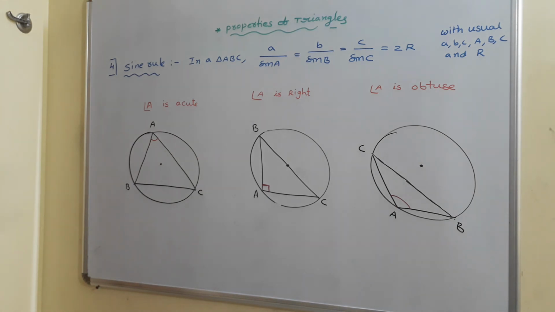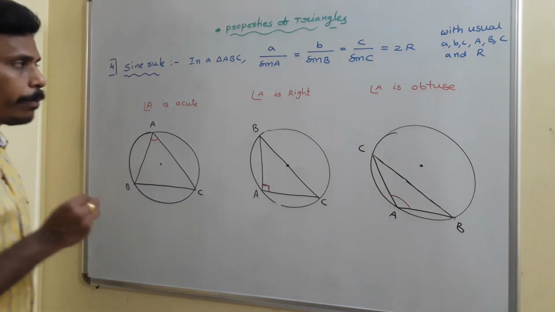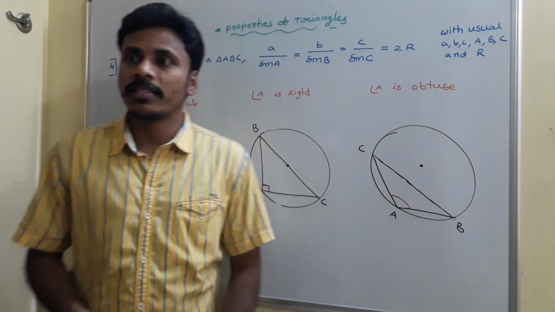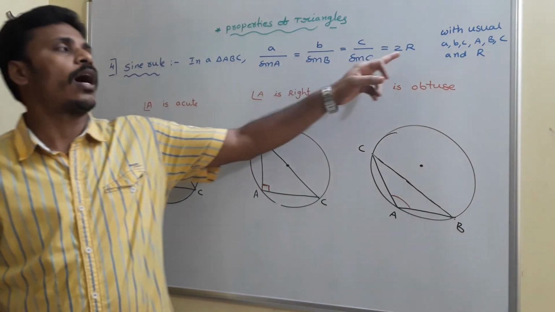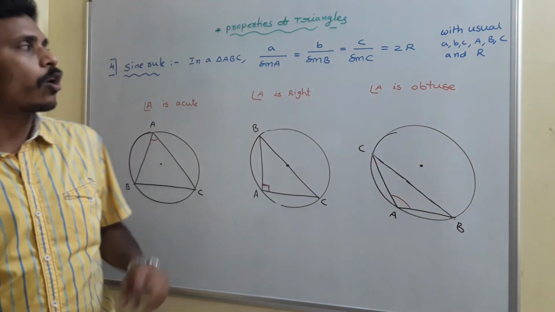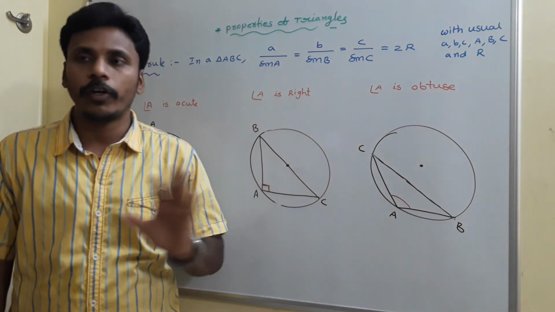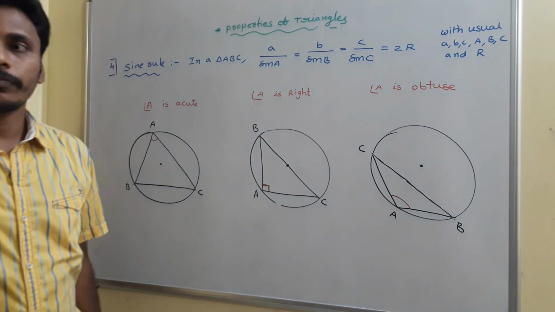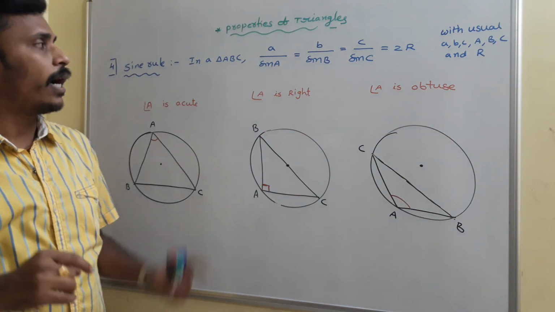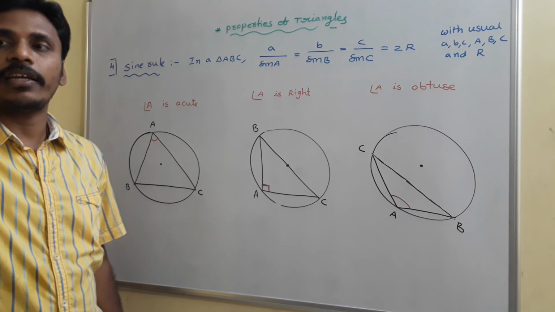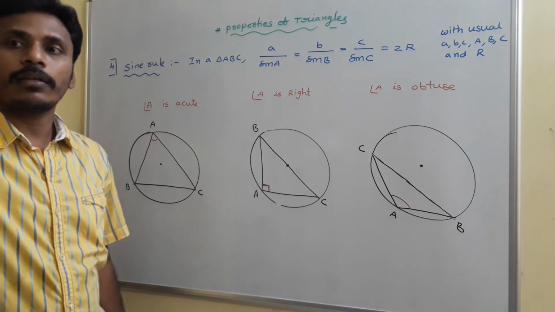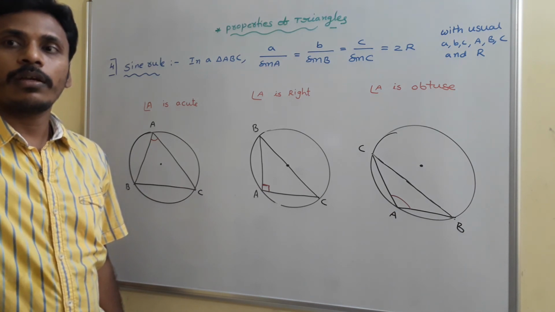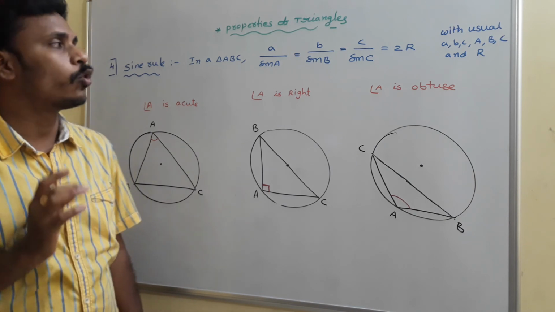What is that statement? If you look there, in a triangle ABC, a by sin A is equal to b by sin B is equal to c by sin C is equal to 2R. We have a triangle ABC. We don't know the type of the triangle. For some time we just set that aside. And the rule is that a by sin A is equal to b by sin B is equal to c by sin C is equal to 2R.